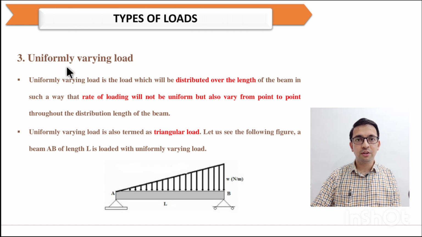Now third one, uniformly varying load. So uniformly varying load is load which will be distributed over the length of the beam in such a way that the rate of loading will not be uniform but will vary from point to point throughout the distributed length of the beam. So uniformly varying load is also termed as triangular load. Let us see the following figure. A beam AB of length L is loaded with uniformly varying load. So it means the intensity of load is changing from the start to the end of the load application.